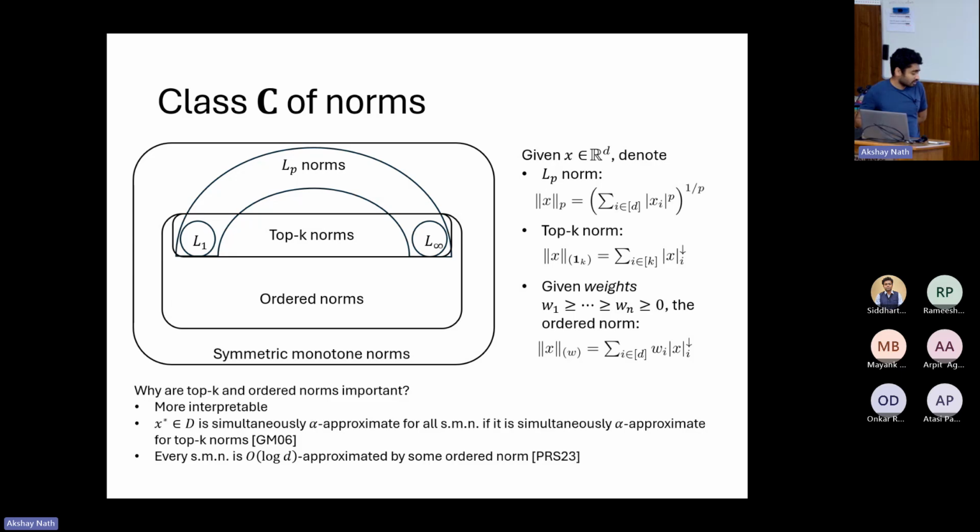And another nice thing about ordered norms is that you take any symmetric monotone norm, you can approximate it by an ordered norm by a factor log d, which is tight, but it's another interesting result and a very recent one. Another nice thing is that every symmetric monotone norm is the supremum of a certain set of ordered norms. So ordered norms and top k norms seem very fundamental to the study of symmetric monotone norms, which is a much more general class.